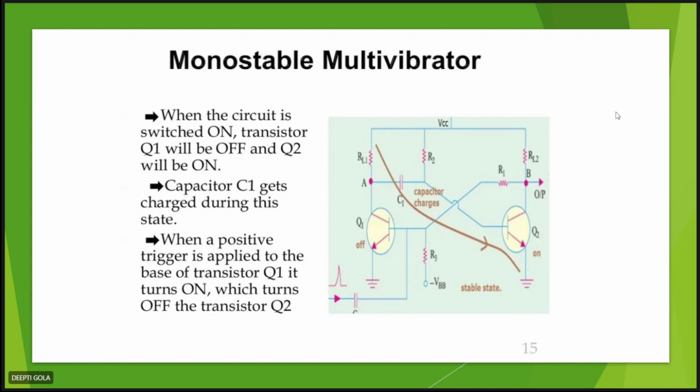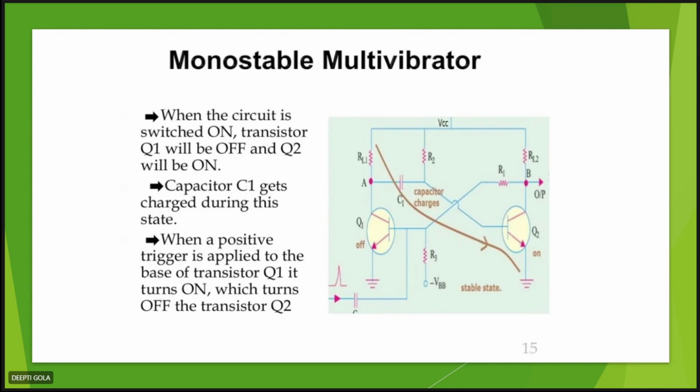So what happens when we switch on our circuit? The transistor Q1 will be off, however Q2 will be on. So current will be flowing from VCC through RL1 through C1 and the base of Q2, and then it will go to the ground. Correct? So what will happen? Our capacitor C1 gets charged. Okay, it will get charged up to VCC. Now, when we apply some positive trigger, this will be the stable state, right?